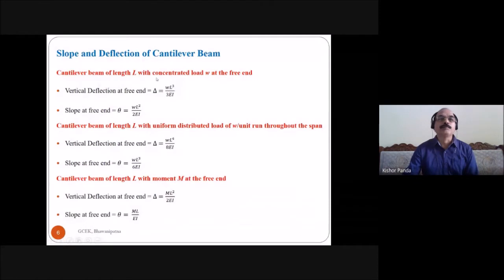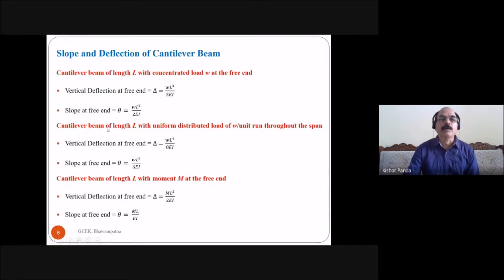You already know from strength of materials the slope and deflection of different beams. Let us take the cantilever beam of length L with concentrated load W at the free end. The vertical deflection at the free end is WL cubed by 3EI, and the slope at the free end, theta, is WL squared by 2EI.